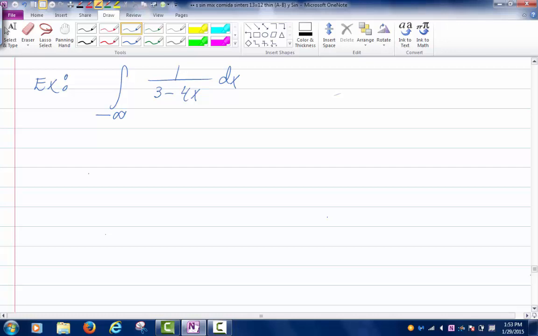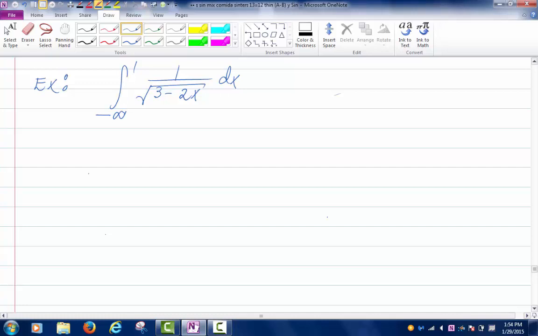Let's do one example here. Let me change something here for a second. Let's say I'm going from negative infinity to 1, and I'm going to take the root of that, okay? First of all, is my integrand defined over the interval from negative infinity to 1?